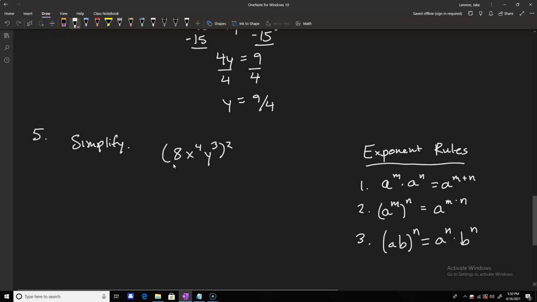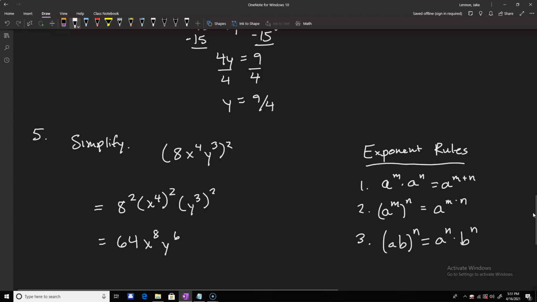First off, we have 3 factors inside, 8, x to the 4th, and y to the 3rd, and they're all squared. So we start by using rule number 3 and squaring all of those. So we have 8 squared, x to the 4th squared, and y to the 3rd squared. 8 squared we know is just 64, and then for the remaining two factors, we're going to apply exponent rule number 2. We need to multiply those exponents. So we multiply 4 and 2, and we get x to the 8th. Then we multiply 3 and 2, and we get y to the 6th. So we have 64, x to the 8th, y to the 6th. And that is the simplified expression.